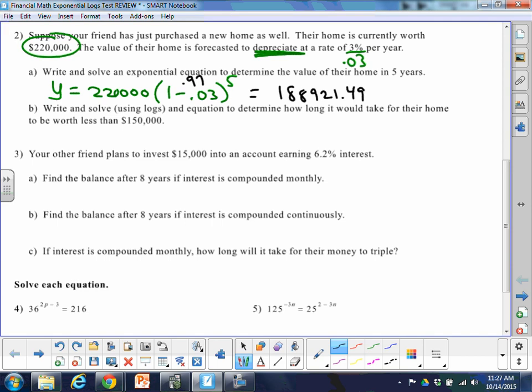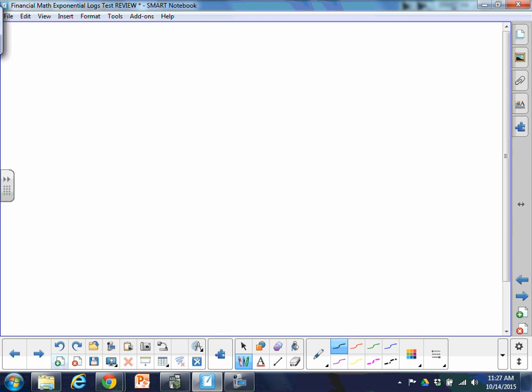All right. So part B, write and solve using logs an equation to determine how long it will take. So I want the ending value to get down to 150,000. So that value is going to go in as a y value. And we are going to solve for the variable here. Okay, so let's write the equation. Let's get a little more space here. So 150,000 equals 220,000 times 0.97 to some power.